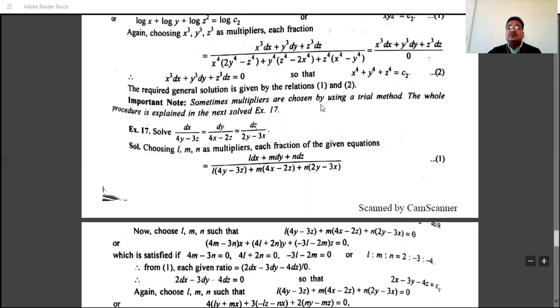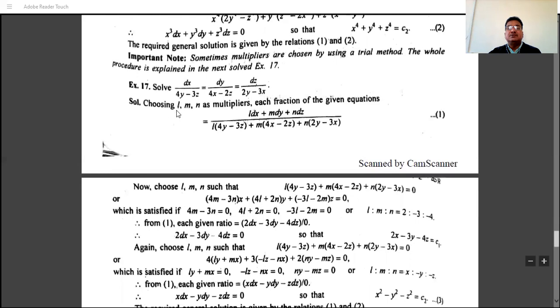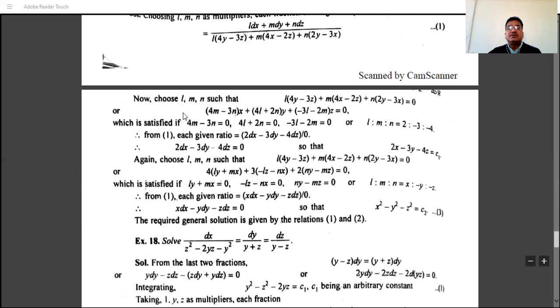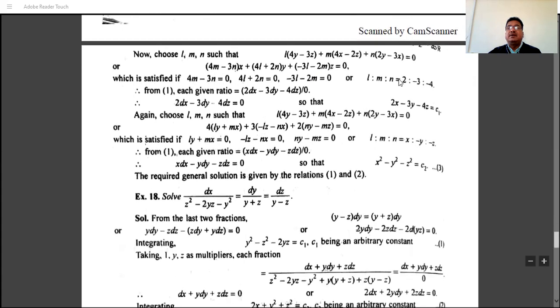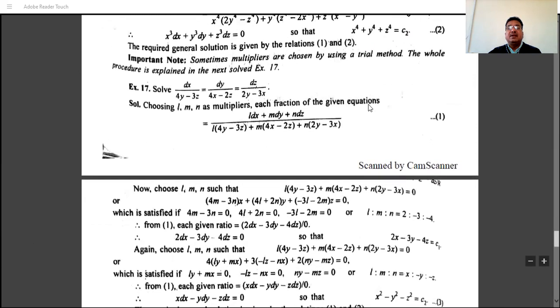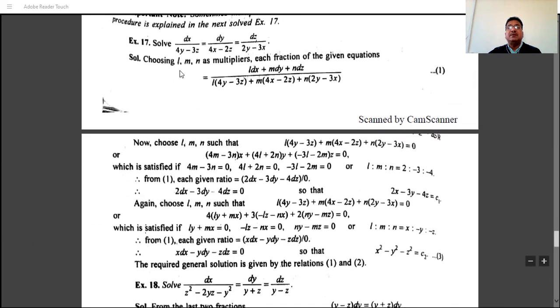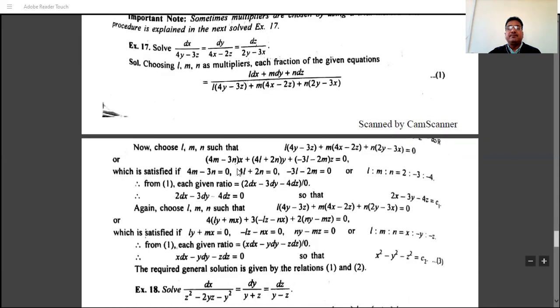Sometimes multipliers are chosen by using a trial and error method. The whole procedure is explained in the next example, example number 17. That is, choose multipliers l, m, n. So choosing l, m, n, the answer is 0, and therefore the multipliers, how we can find 2, minus 3, minus 4 as a, that is, randomly we choose the multipliers l, m, n. And how can we find the values of l, m, n?